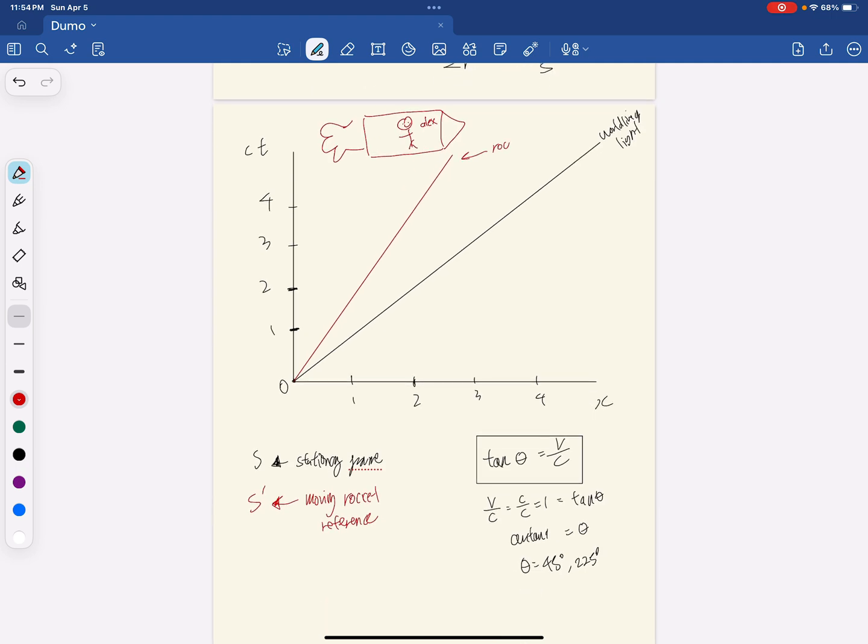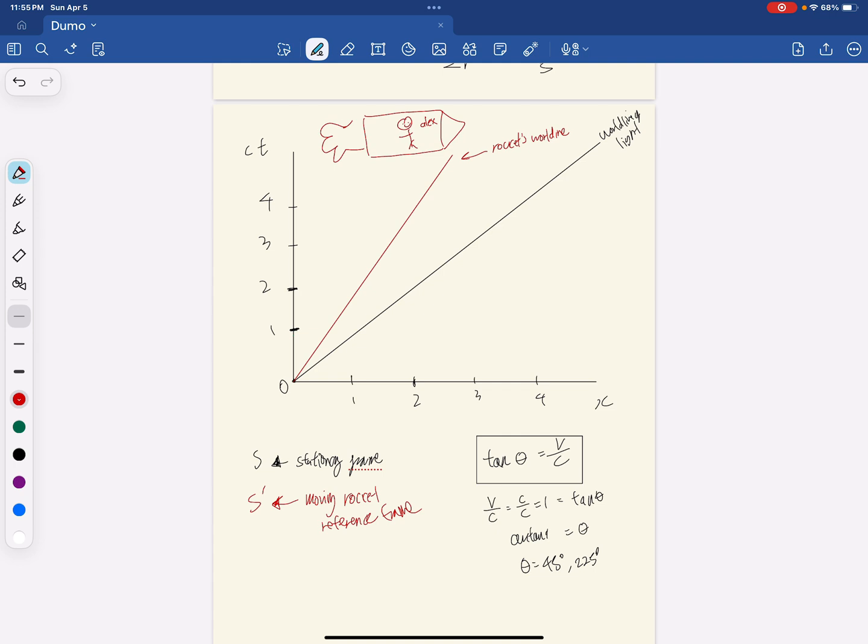Rocket's world line. So if we have a world line for this kind of relativistic object, that means we have a moving reference frame, which in this case will be denoted by S prime, and we're going to call this a moving rocket reference frame.